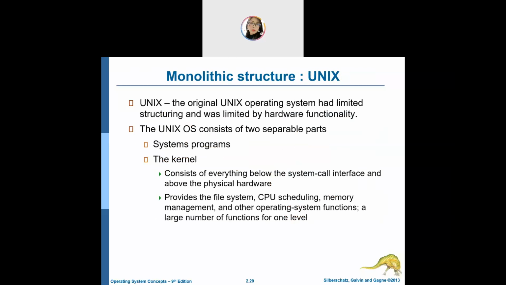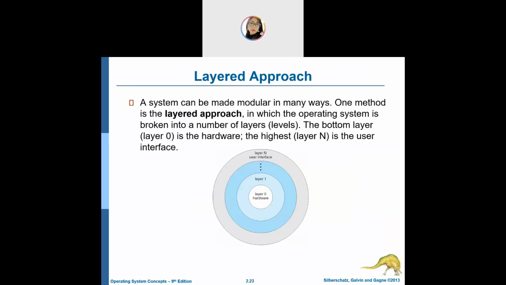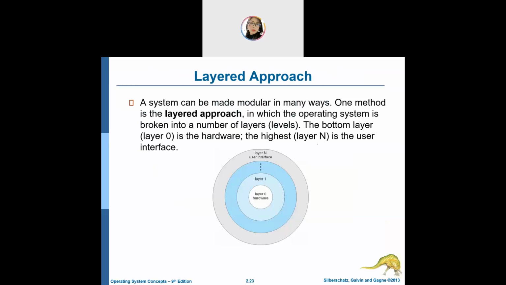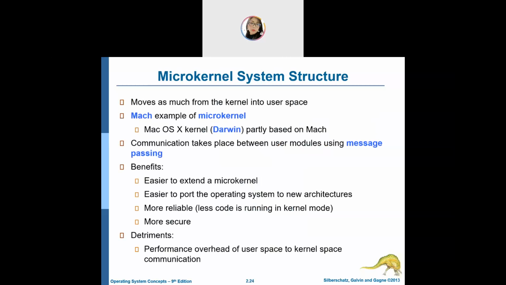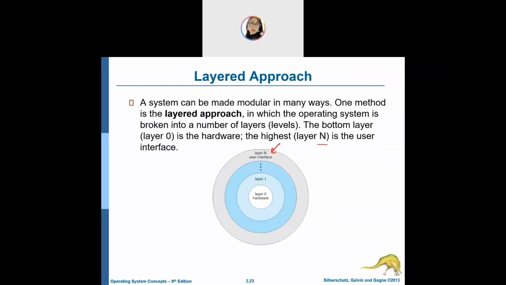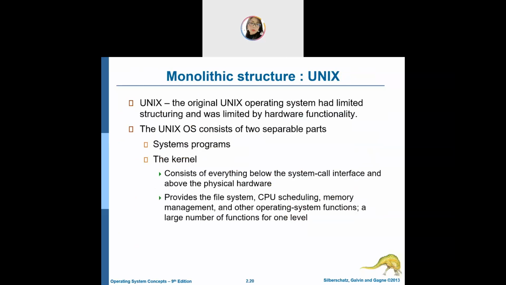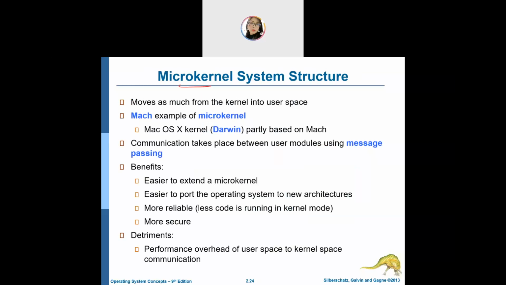Under the monolithic structure, you have the UNIX structure here. And UNIX, of course, is related to your Linux system structure. And in the layer approach, you're going to have several other layers, including the user interface. So you can go through it and see what is happening inside your Linux. And the most important one is your microkernel. You can see here, the next one is your microkernel. Microkernel is also important, especially when you are playing around with your Linux later on.